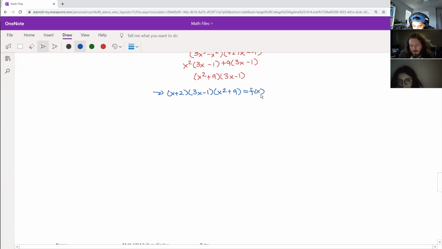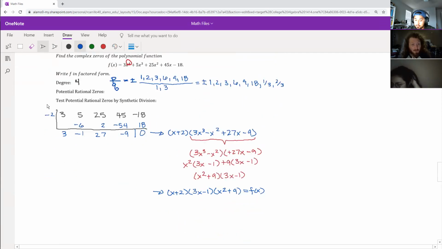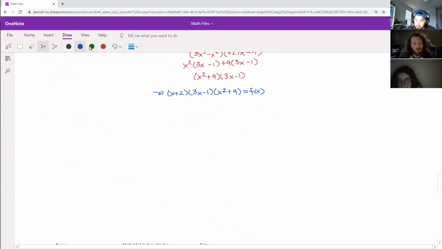F of x. Cool. So then now we want to try to find our complex zeros, right? So looking at these, which of these 3 could potentially give us complex zeros?